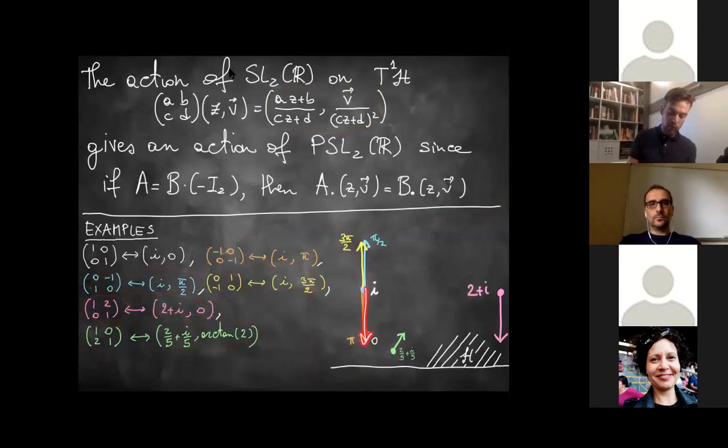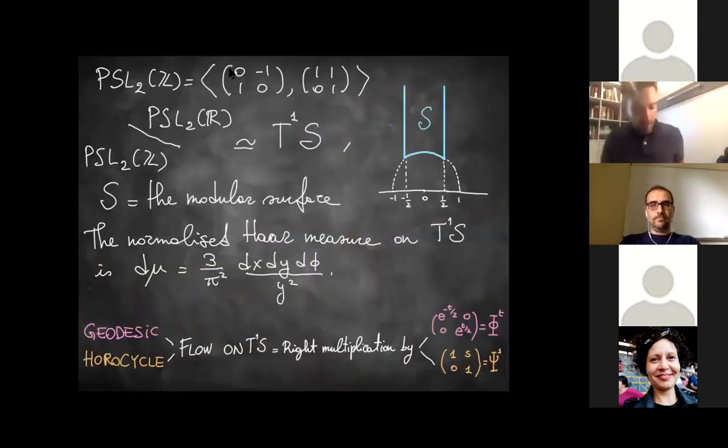So the action of this green matrix will bring this white vector to this green vector. So that's what the action looks like. So the classical setup for horocycle equidistribution is in the modular surface, or the unit tangent bundle of the modular surface. So the classical case is to look at the group generated by 0, 1, 0, negative 1, 1, 0, and the translation, the horizontal translation by 1.